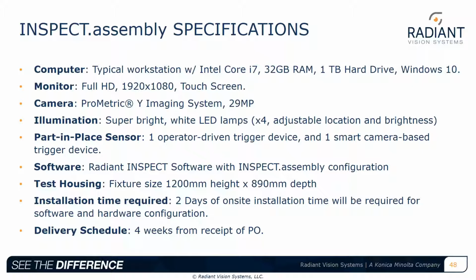The test housing is a fixture sized 1200 millimeters in height by 890 millimeters in depth. Installation time is required, so 2 days of on-site installation time is required for the software and hardware configuration with a Radiant engineer. And delivery schedule is 4 weeks from receipt of a purchase order.